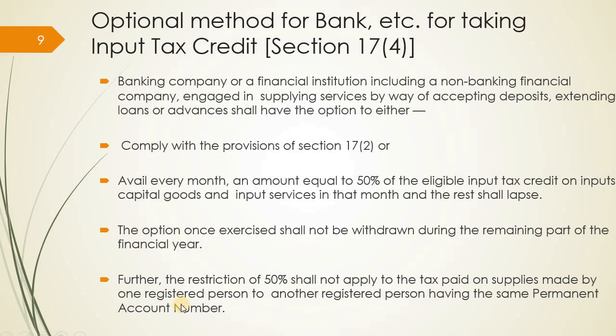Further, the restriction of 50% shall not apply to tax paid on supplies made by one registered person to another registered person having the same permanent account number. So if the business entity has the same permanent account number registration and is supplying from one entity to another entity, then that 50% will not apply to them. So this is the optional method for banks regarding the utilization of credit.